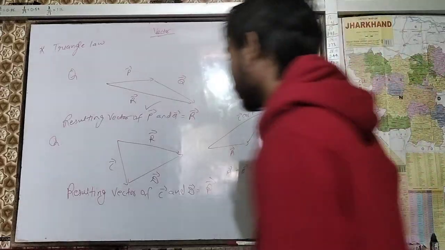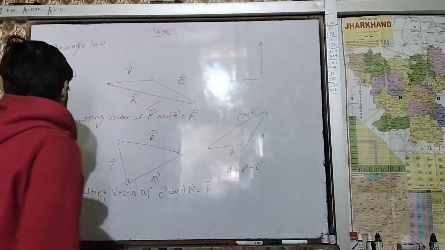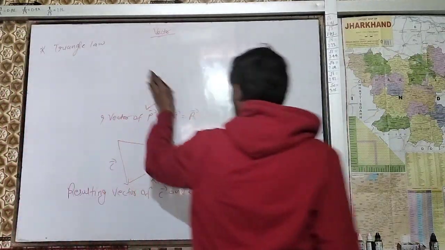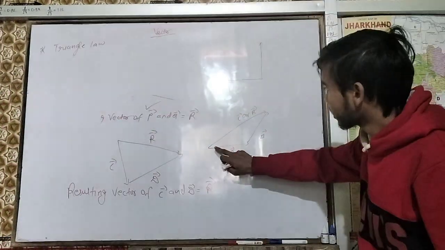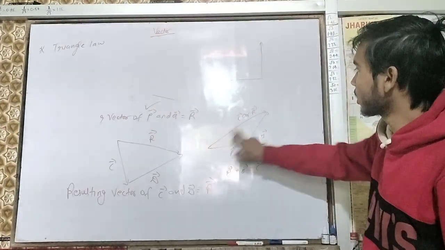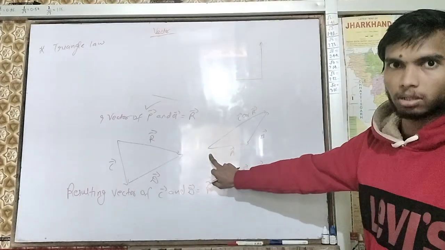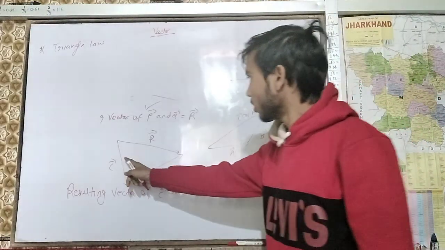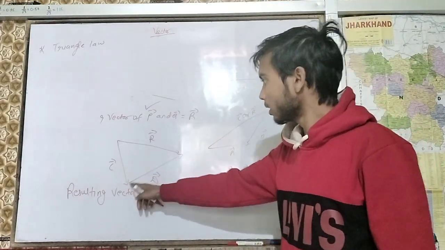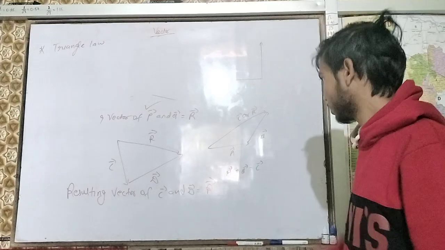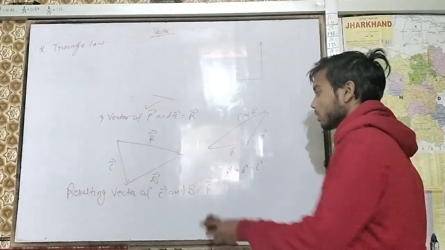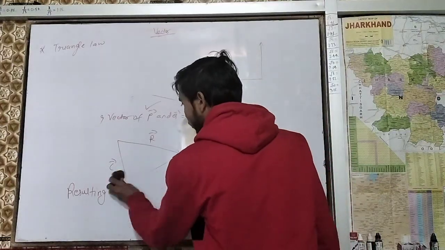Vector R. Now, let's take another question. You will observe that the resulting vector is connected head to head and tail to tail. That point you will observe. And the next point is that the given vectors will be connected head to tail, but the resulting vector would be connected head to head or tail to tail. This point you will observe.